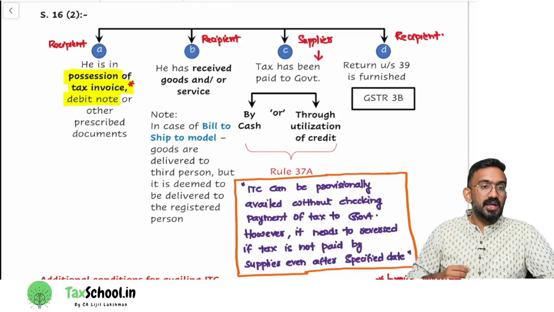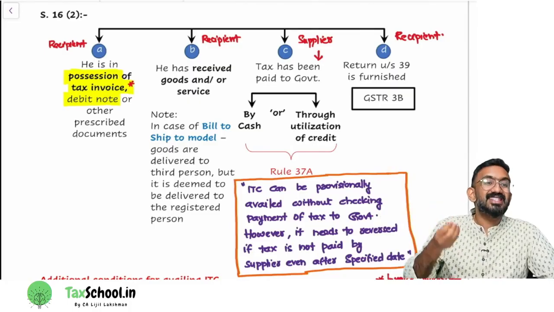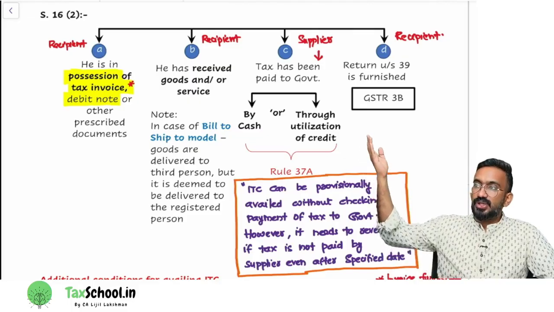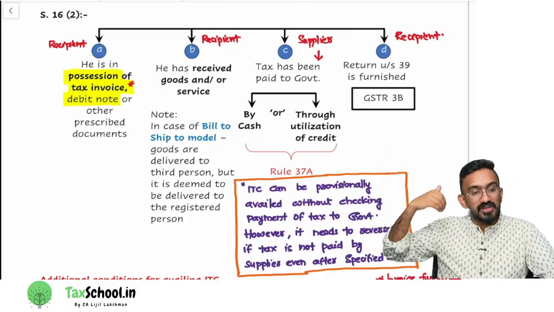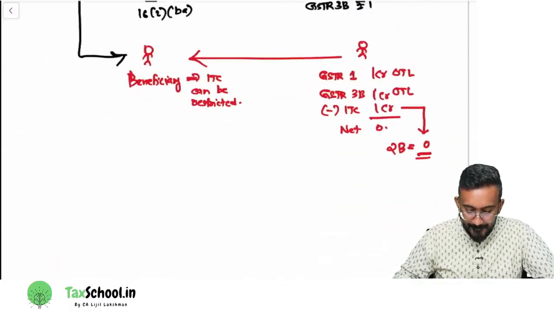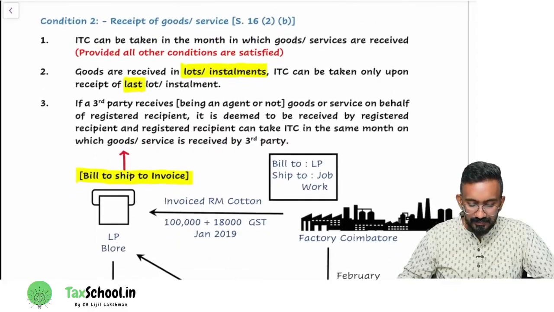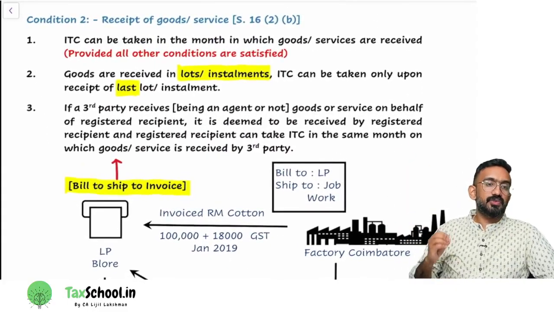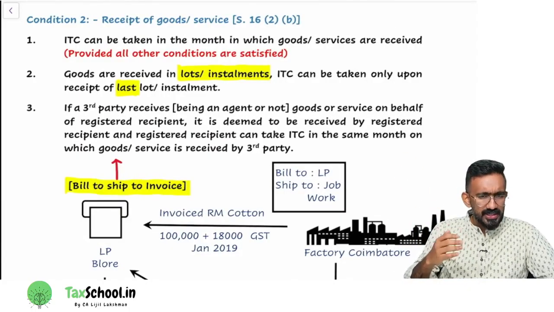Clause B says it is not enough that you have the invoice. You should have received goods or services for you to take ITC. So the second condition to be satisfied by the recipient is that he has received goods and or services. I have elaborated that in my notes here. Condition number 2: receipt of goods or service is a condition for you to take ITC. 3 notes are there. I'll show you some examples also so you understand it better.